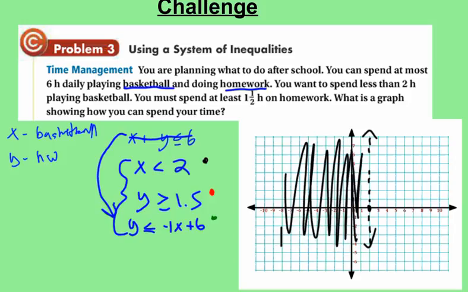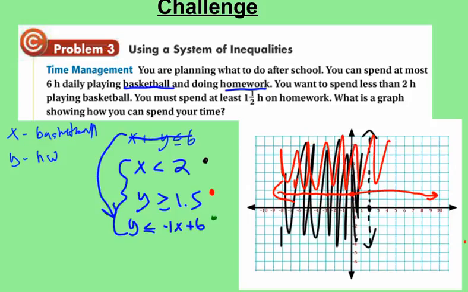Let's use red for the second one. Y is greater than or equal to 1.5. So 1.5 is right here. So that line goes across like this. Oh, and it should be solid. Try to make a better line than that. But greater than or equal to means we're above it.